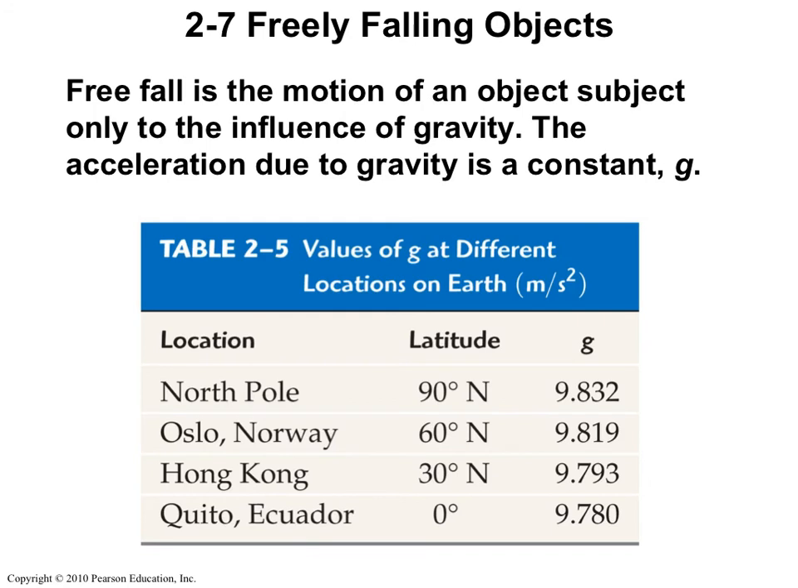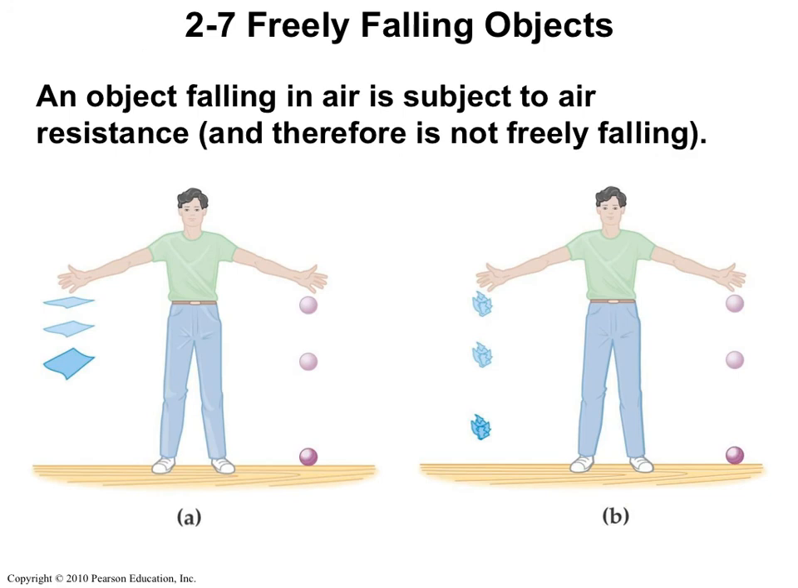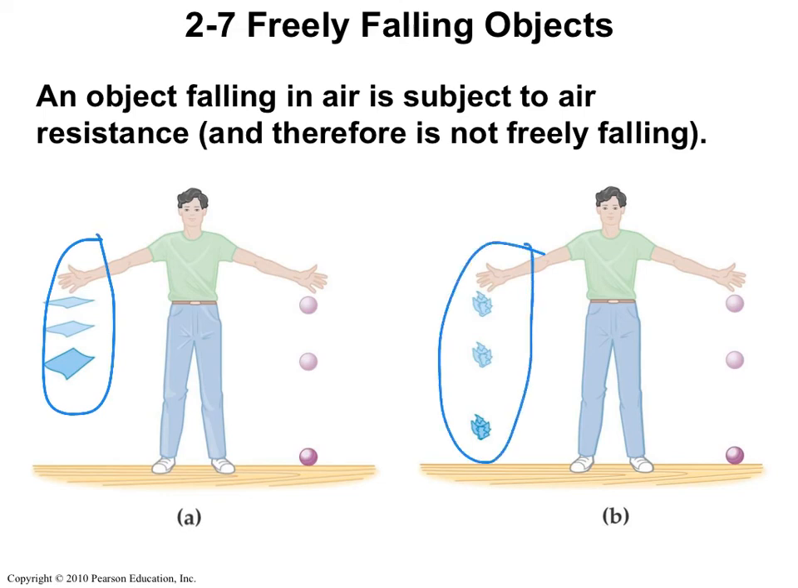All right, our last topic to discuss is freely falling objects, okay? So when I'm in free fall, nothing else is acting on an object except for gravity, okay? And G is always going to be 9.81 meters per second squared. This table is just showing you how G can be a little bit different throughout the world. However, it always averages to 9.81. So an object falling in the air is subject to air resistance, and that is when it's not free falling. So when I have just a paper falling, like right here, we do have air resistance. But if we're crumpling it up, there's not as much air resistance or none.